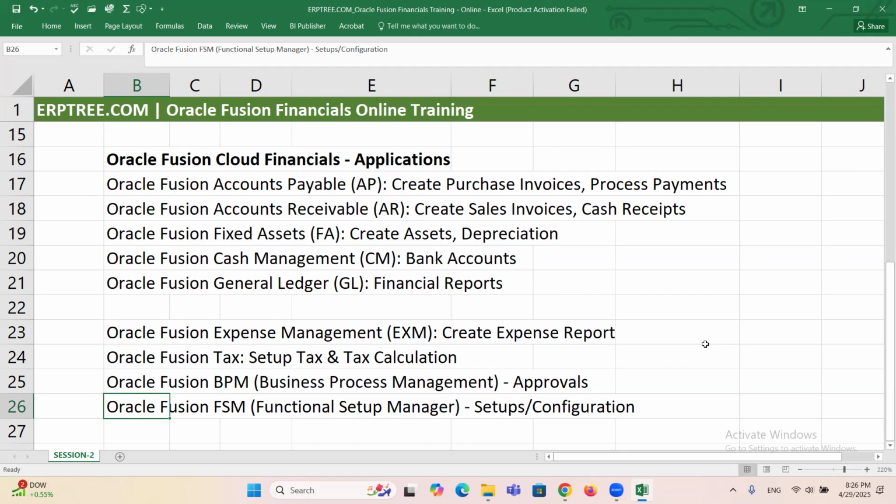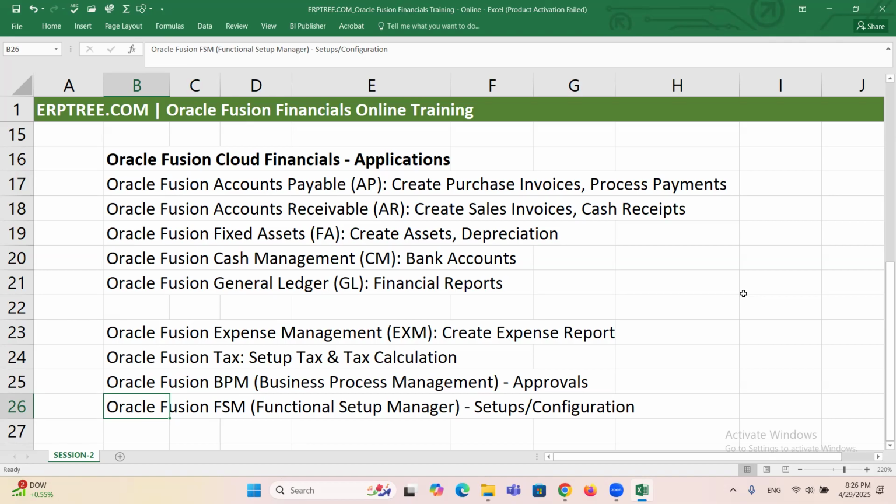Any application you want to use, you have to set up. Where can you set it up? Say I want to use the Payables application for the company. I want to create purchase invoices and payments. So first we have to set up. From where can we set up? By using Oracle Fusion FSM. By using the Oracle Fusion FSM application, we can set up any application so that we can use it. So this is what we have to understand, what applications we are going to learn.